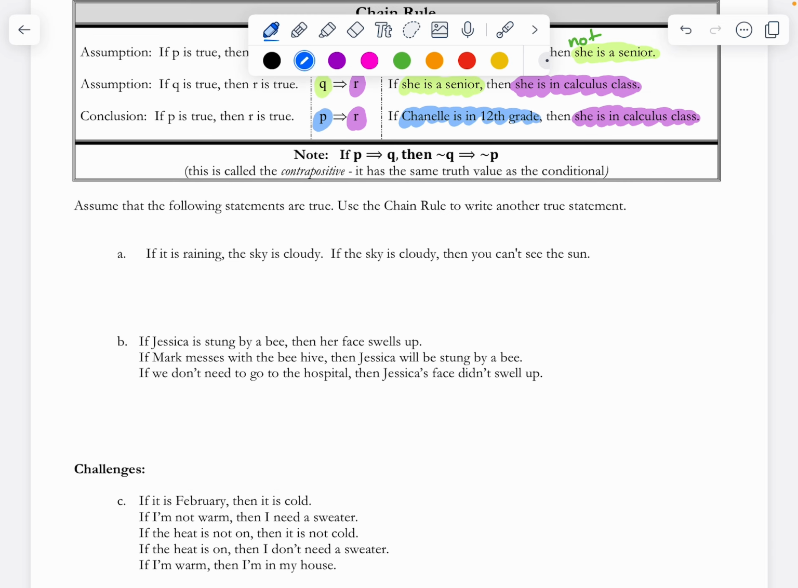Assume the following statements are true. Use the chain rule to write another true statement. Okay, the first one's pretty easy. Actually, the second one's a little harder, but let's see. You can already see, if it is raining, let's say that's my Q. The sky is cloudy. So then the sky is cloudy, right? So, I don't know.